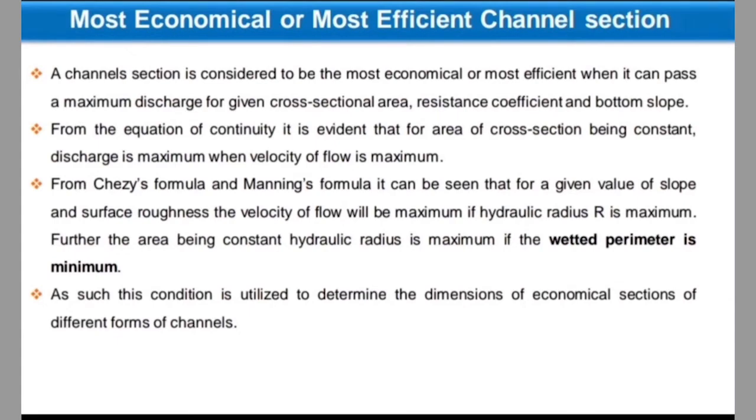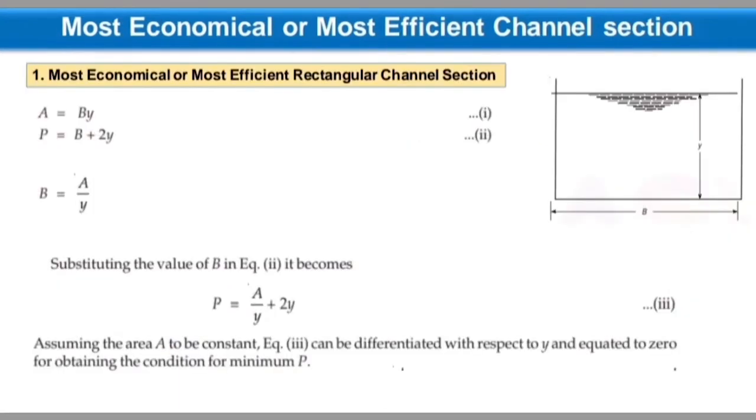Further, the area being constant, hydraulic radius is maximum if the wetted perimeter is minimum. So, for maximum discharge, the hydraulic radius R should be maximum. That means the wetted perimeter P should have the least value, P should be minimum. Most economical or most efficient channel section.